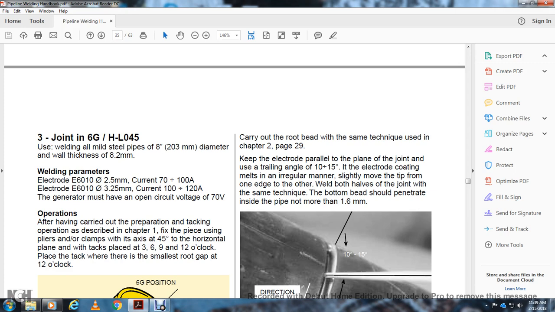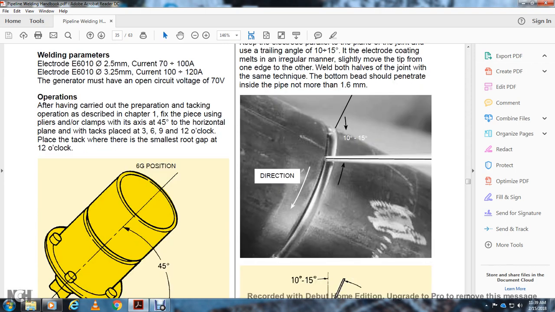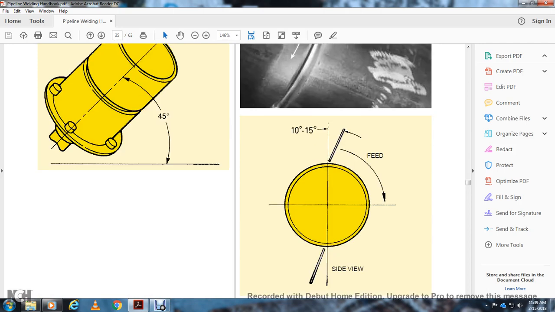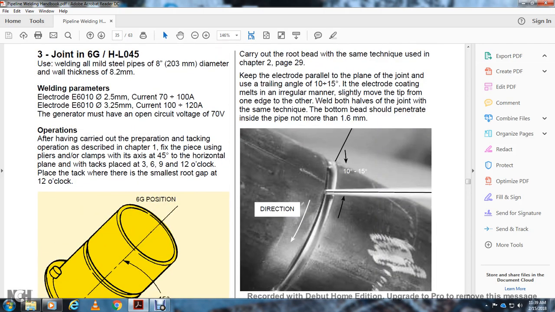The operation is carried out with the penetration tacking described in chapter 1, fixing with the pliers clamps at the 45-degree angle to the horizontal plane, with the tacks placed at the 3, 6, 9 and 12 o'clock positions. Place the tack with the smallest root gap at the 12 o'clock position. The 6G position is the 45-degree position, and you then carry out the root bead with the same technique as chapter 2, page 29.